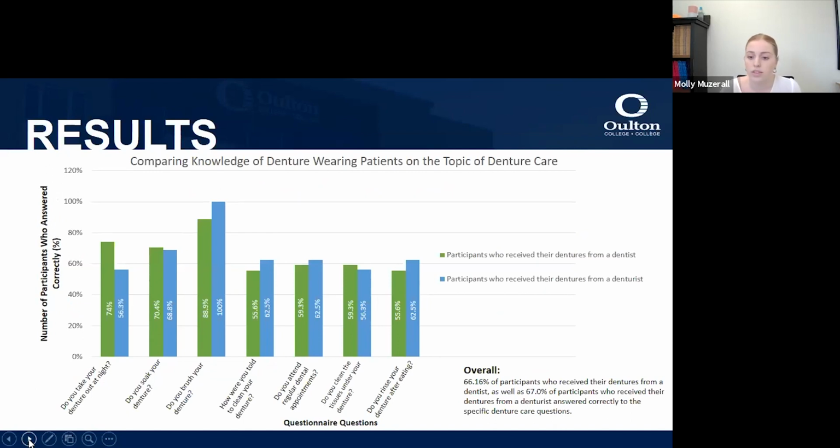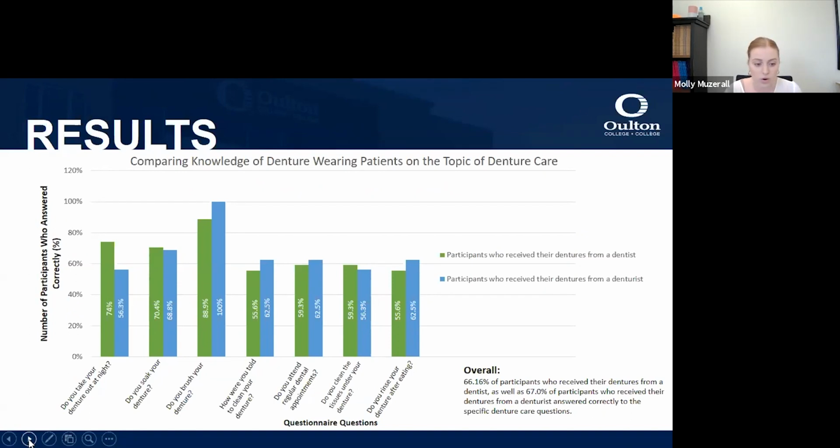So for our results, we thought it would be a good idea to summarize everything in a double bar graph because it would show both categories side by side very well, and it would compare them. The green bar shows participants who received their dentures from a dentist, and the blue bars show participants who received their dentures from a denturist.